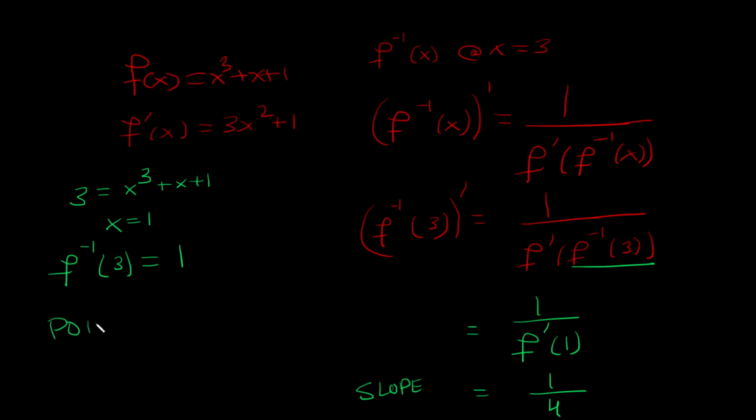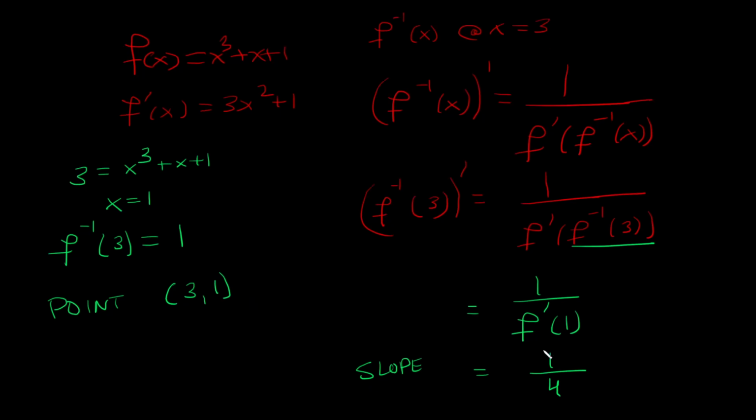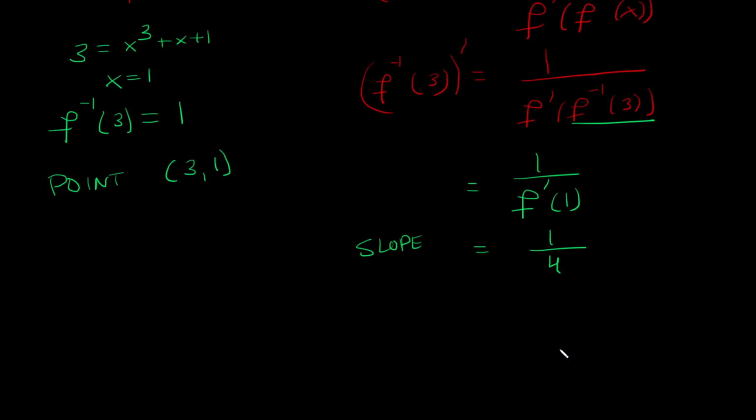For our point, we said we want x equals 3, and then we want f inverse of 3. F inverse of 3 we said is 1. So we have our point, we have our slope. Now we just come up with the equation. So we're just going to use point slope.